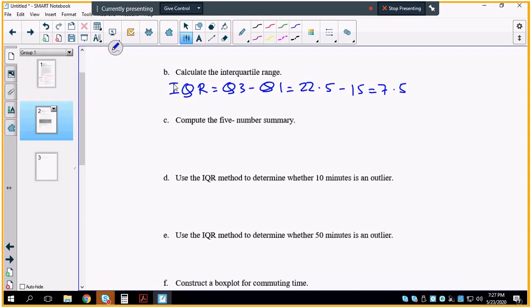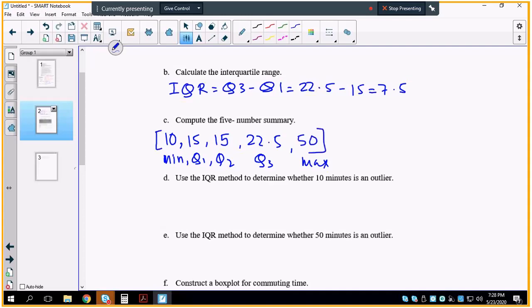So now it is telling me to find the 5-number summary. Remember, it's the minimum value. So minimum value is 10. Quartile 1 is 15. Quartile 2 is 15. So for your understanding, I'm going to write it how I'm doing it. Quartile 3 is 22.5. And it is followed by the maximum value, and that is 50, our distribution's maximum. When I write them all together, it is the 5-number summary.